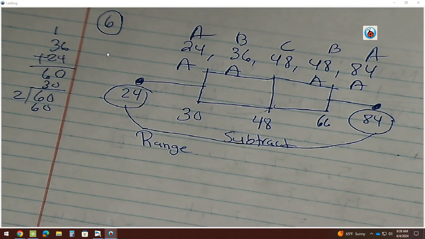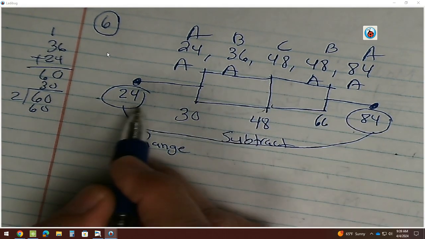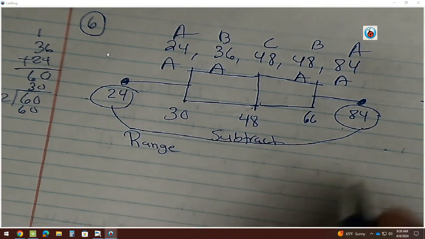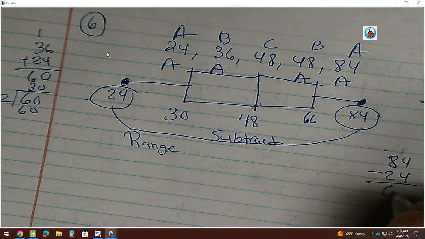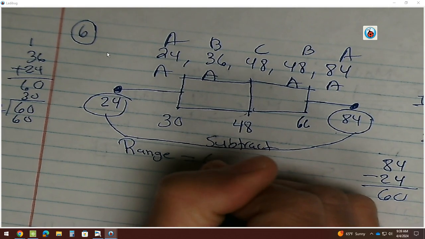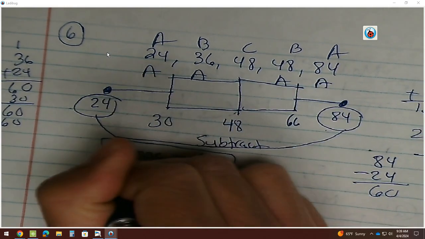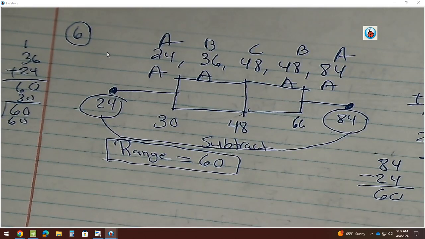Questions? They didn't ask you for the range. I asked you for that just to practice. So what do you always use for the range? The whiskers. 84 and 24, and you're going to subtract. So let's go to the side and subtract so we can get the range. The range is 60. That was not part of this question at all. I'm asking for it. Questions?